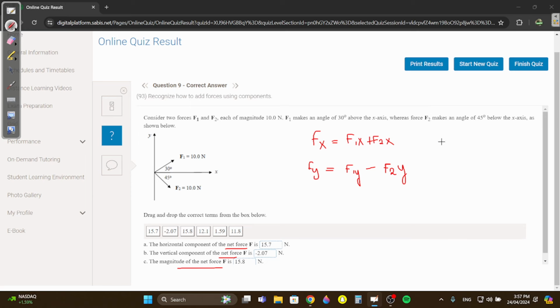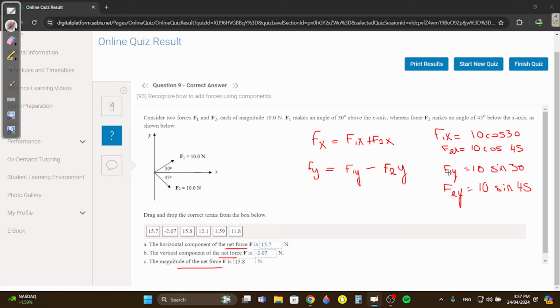Okay, F1x is going to be 10 cosine 30. F2x is going to be 10 cosine 45. F1y is going to be 10 sine 45. Hold up. No, F1. Yeah, 10 sine 30, sorry. 10 sine 30. And F2y is going to be 10 sine 45. Yeah, okay, that looks good.